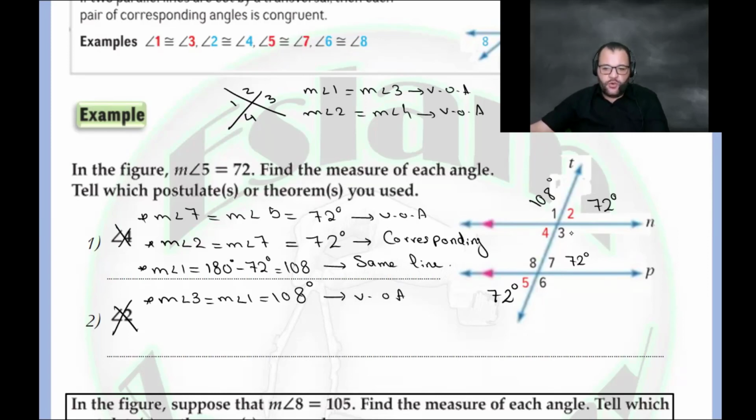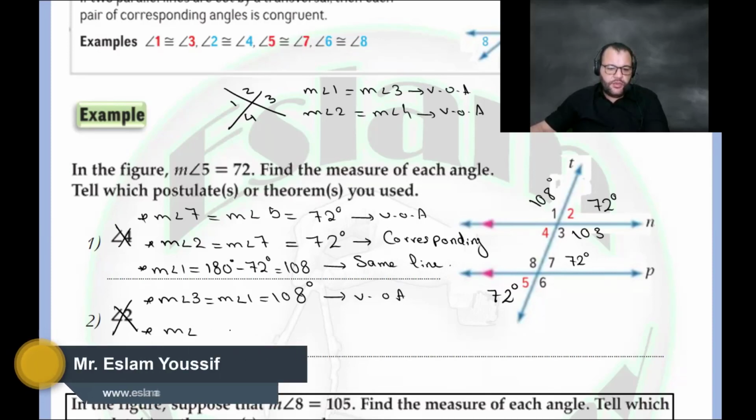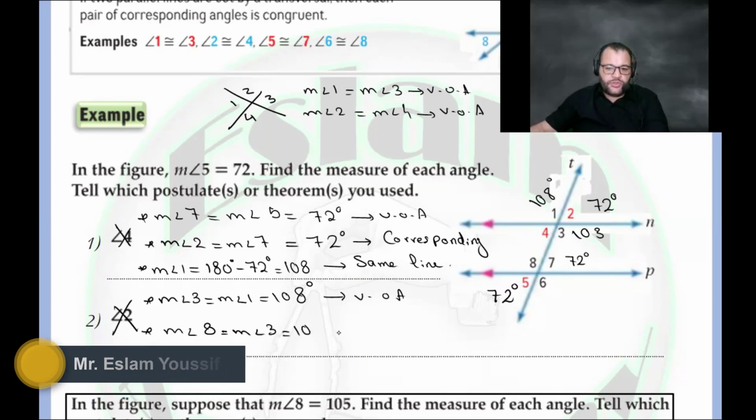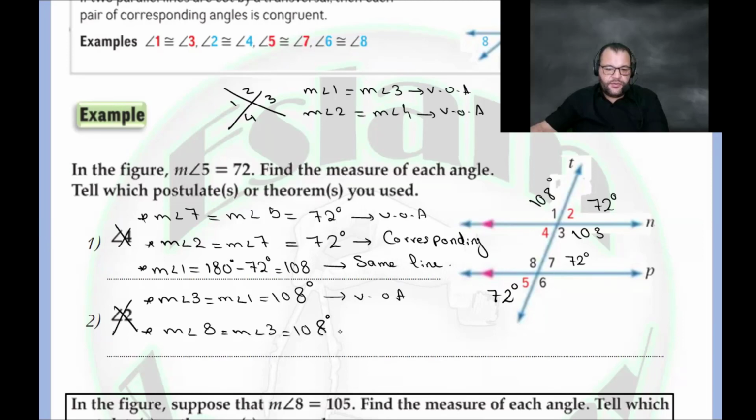I need to use angle 3 and angle 8 now. What is the relation? Alternate interior. The measure of angle 3 equals the measure of angle 8. The measure of angle 8 equals the measure of angle 3 equals 108, alternate interior. I need to use angle 1 to find one of the missing angles.